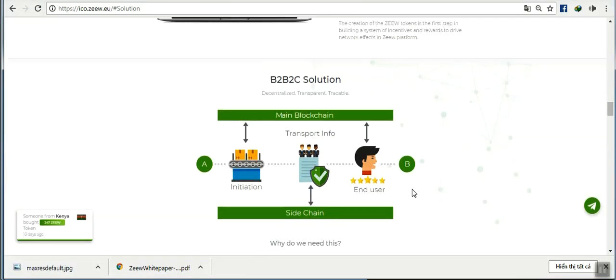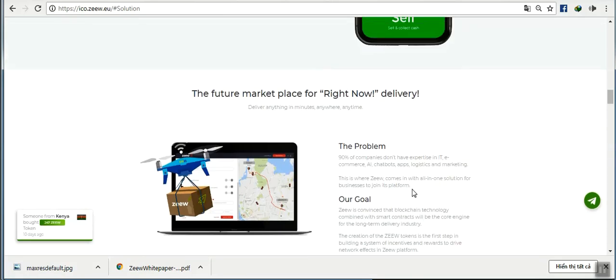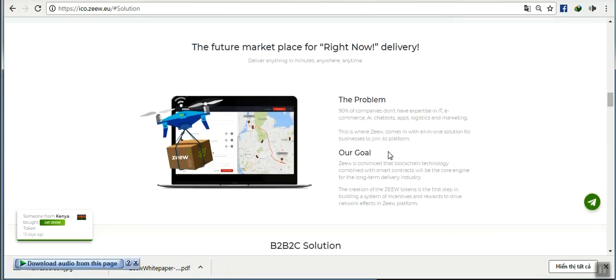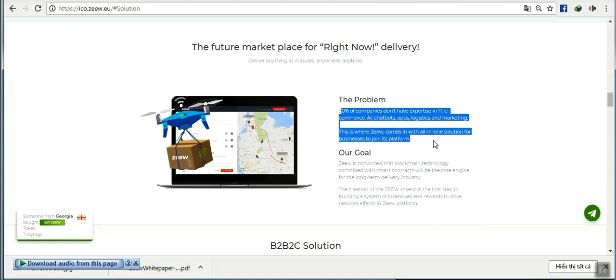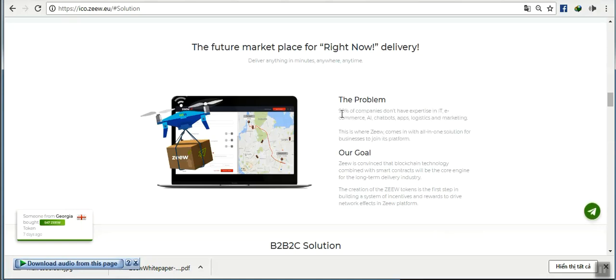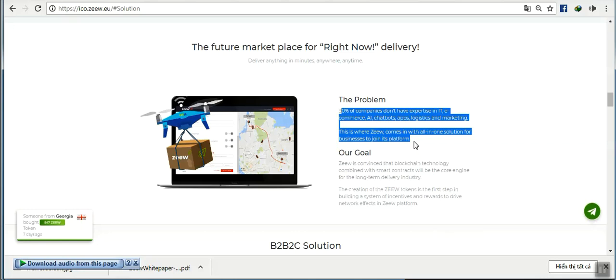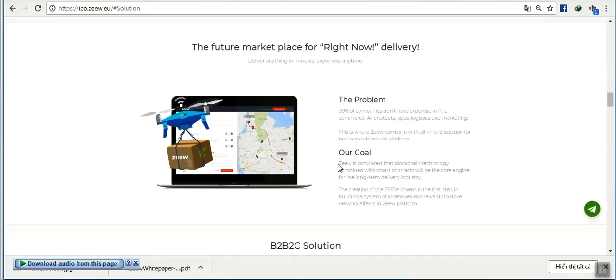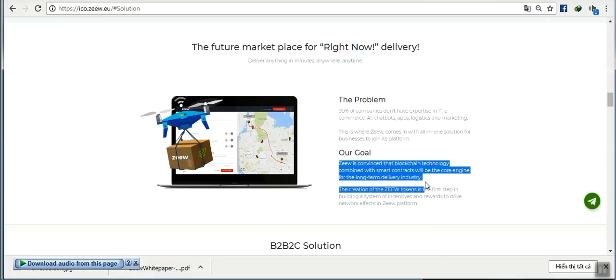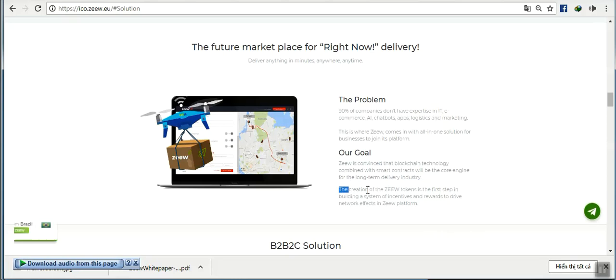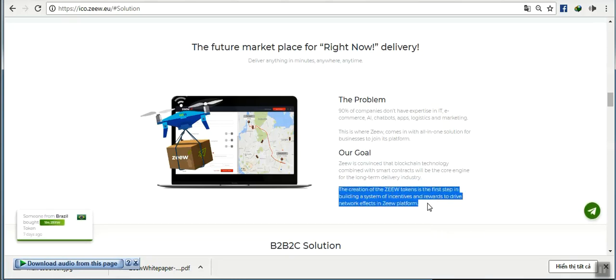We will learn how to deal with market issues. Market issues at present: 90% of companies do not have IT, e-commerce, AI, chatbots, applications, logistics and marketing. But that problem was solved with Zeew. Zeew builds a system of incentives and rewards to promote network effects in the Zeew platform.